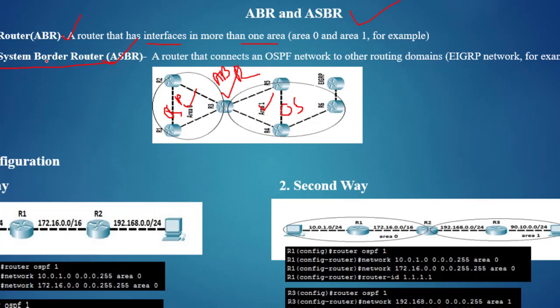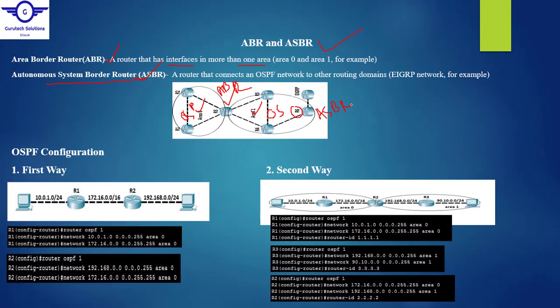And now for the case of autonomous system border router, we say it connects an OSPF network to another routing domain, let's say an EIGRP network. So router 6 here connects the OSPF network to EIGRP. So this is our ASBR. Okay, very simple guys. ABR, ASBR, pretty much simple. Commonly asked questions, kindly remember that.